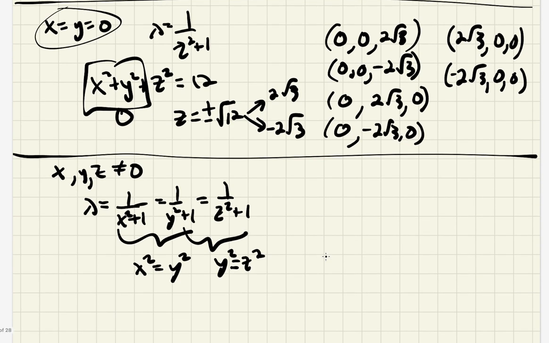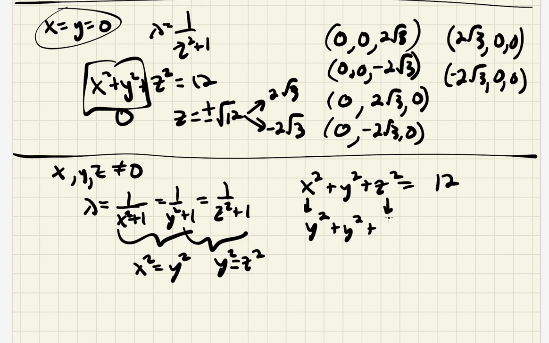Okay. That doesn't say that y is z. Y could be the opposite of z, and that could be true. We take that into the constraint, the sum of all of them squared being equal to 12. And if we go in terms of y squared, we can replace x squared by y squared, and we could replace z squared by y squared. And that would give us the fact that 3y squared would be equal to 12. Nicely, y squared is equal to 4.